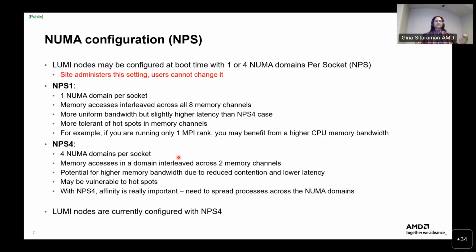What if we do not use all the cores in the system? Then we are going to have some hotspots in some of those memory channels, right? And this is the reason why Affinity is really important. We're going to see what it is. But in NPS 4, which is the setting we have on Lumi, it is really important to pay attention to Affinity. Also, to spread processes across all the NUMA domains, use all the resources as evenly as possible, if that makes sense for your application.